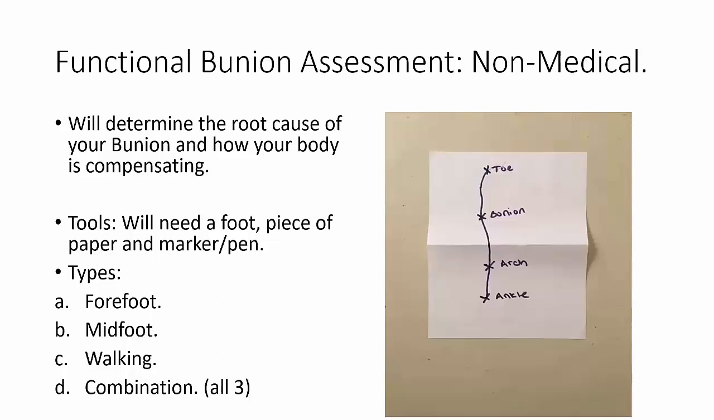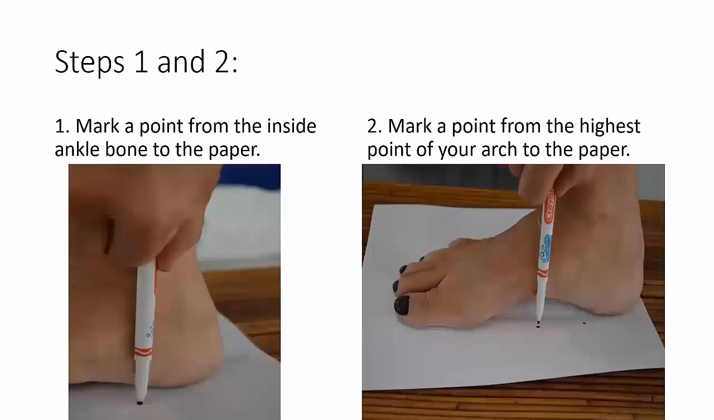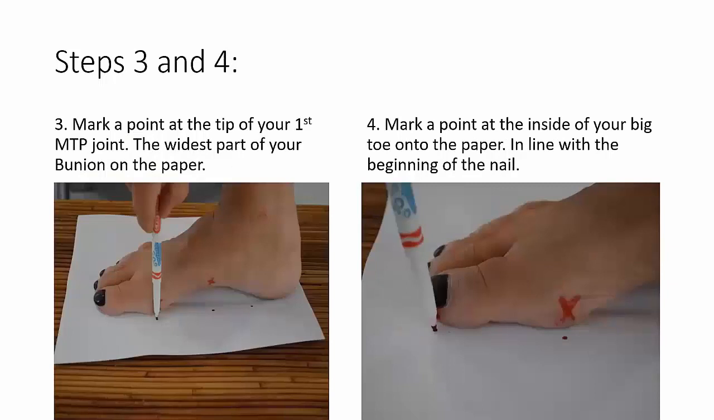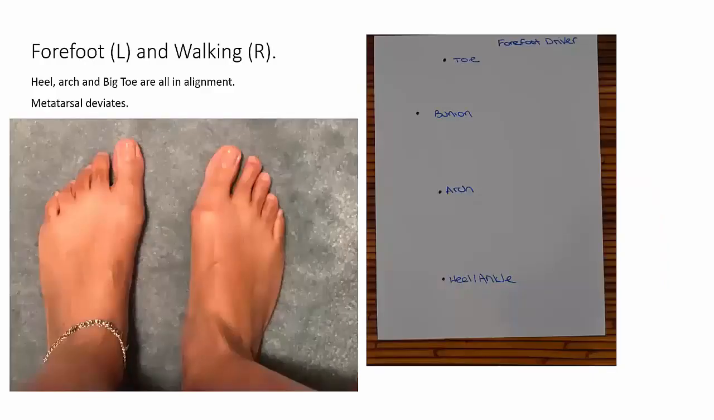So all you need is a piece of paper and a pen or pencil or marker. And you're just going to mark several points: one at the inside ankle bone down to the floor, one at the arch of the foot down to the floor, then one at the metatarsal, which is where that big toe joint is, and then one at the tip of the toe. Then you'll just take your foot away and take a look at what it looks like.